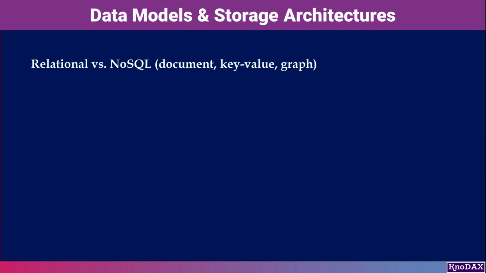Now that we understand how data volume, velocity, and variety shape our technical decisions, the next question becomes, where should all of this data live, and how should it be organized? This leads us into the core data models and storage architectures that power modern analytics platforms. We start with the distinction between relational databases and NoSQL systems. Relational databases enforce strict schemas and are ideal for transactional workloads, while NoSQL models, such as document stores, key-value pairs, and graph databases, offer flexibility for semi-structured and rapidly evolving datasets.